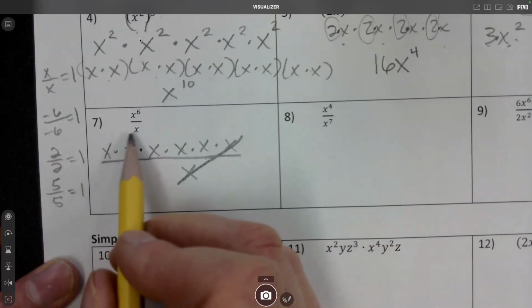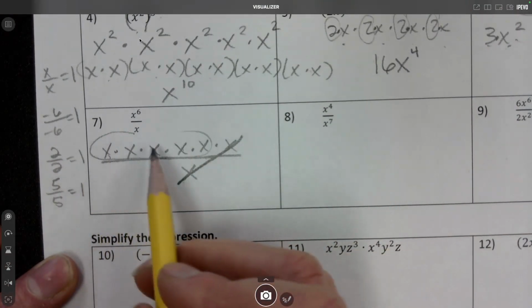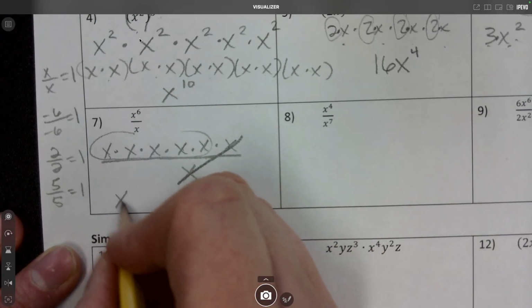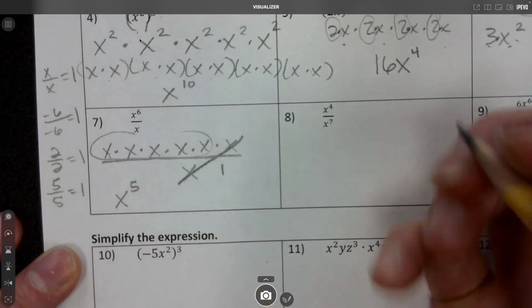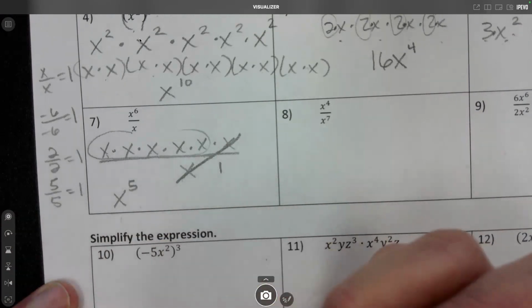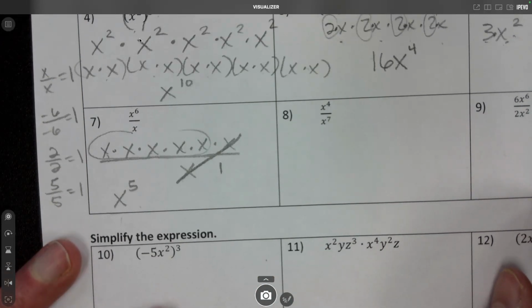So then I want to think about how many factors are left over. So x times x times x times x times x. I now have 5 factors of x, so that's going to be x raised to the 5th power. My denominator, when I cross it out, I'm left with just a 1. So I do not need to write down a denominator of 1. I'm all set. I could put it over 1. It's just not very helpful, and it doesn't look very simple. So I want to keep it simple.